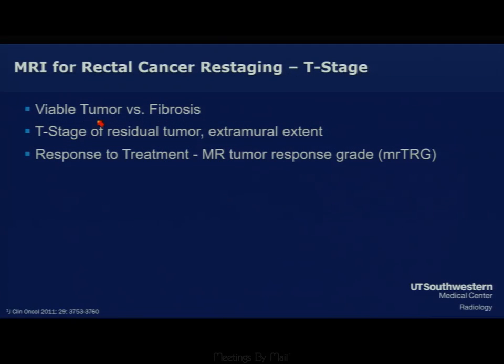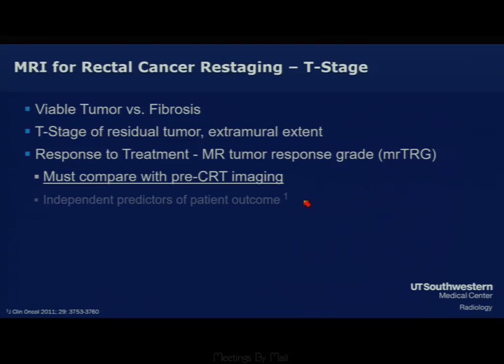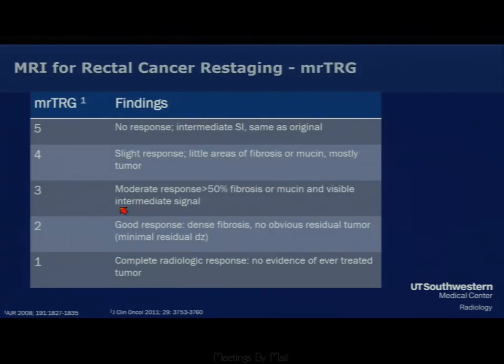All right, so we talked about viable tumor, the T stage, we gave them the extramural extent. Now we want to talk about what's called the actual response to treatment. We give a MR tumor response grade, or the TRG. And this, again, it's very important, vital to compare with the pre-CRT imaging in order to give a tumor response grade. This is also one of the independent predictors of patient outcome. So how do we do this?